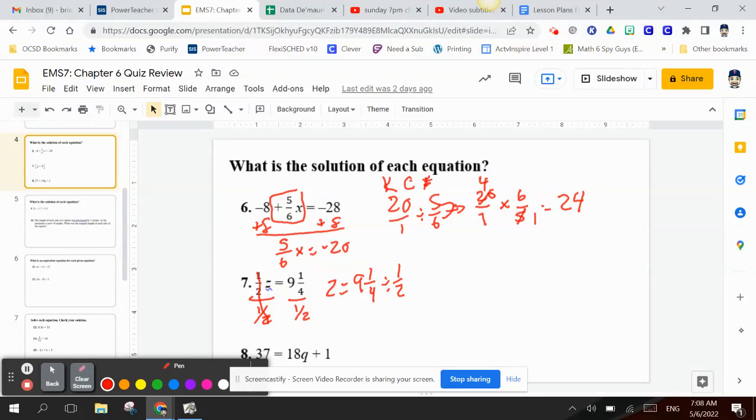Again, if I go with my keep, change, flip solution, I'm going to change 9 1/4 to an improper fraction. 4 times 9 is 36, plus 1 is 37. Fourths, change the sign to multiply, 2 over 1. 2 goes into 2 once, 2 goes into 4 twice. Multiply, I get 37 over 2. And when I divide, I get 18 and a half equals Z.